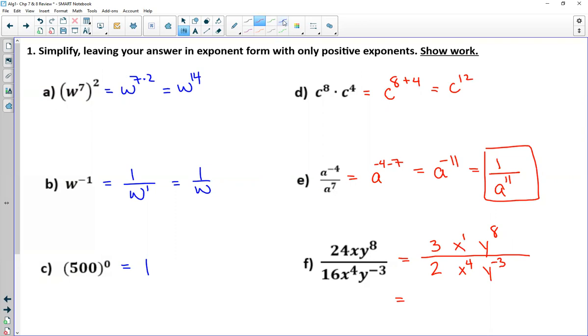So I want us to think about this as 3 different sections. We have the 3 over 2, which we can keep there. We have x to the 1st divided by x to the 4th. Just like in example E, when we do division, we subtract their exponents. So I'll have x to the 1 minus 4. And then here I'll have y to the 8th divided by y to the negative 3rd. This will be y to the 8 minus negative 3.